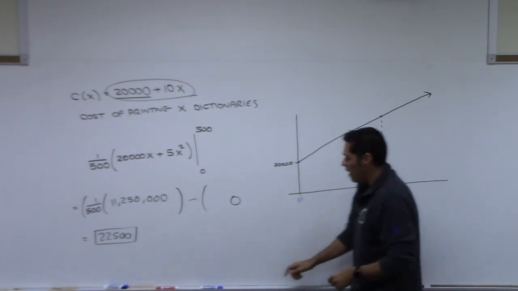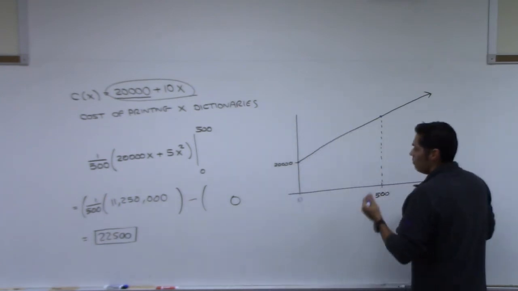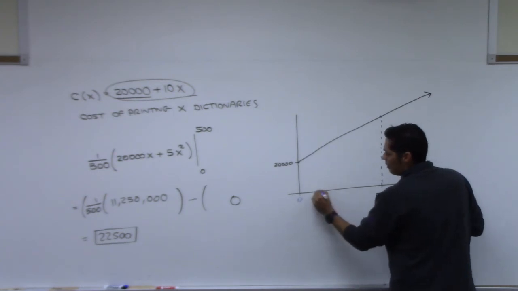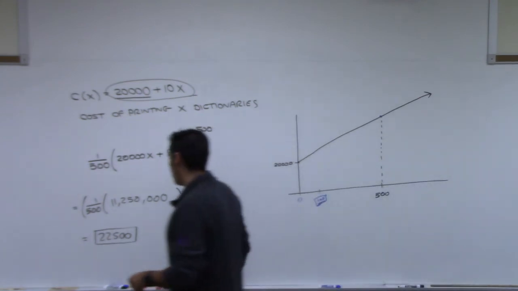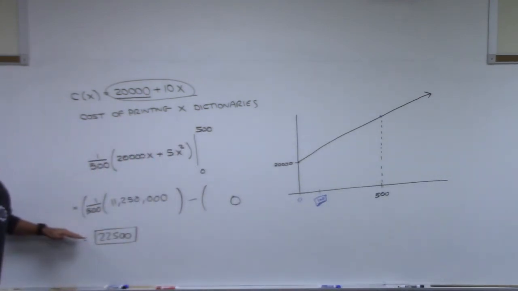So what if I were to say, okay, I'm only going to produce 100. Let's say I'm only going to produce 100. Then how much is it going to cost me per dictionary using the average value of the function?